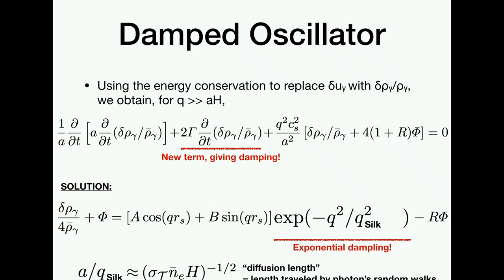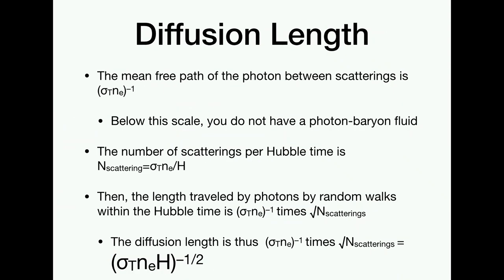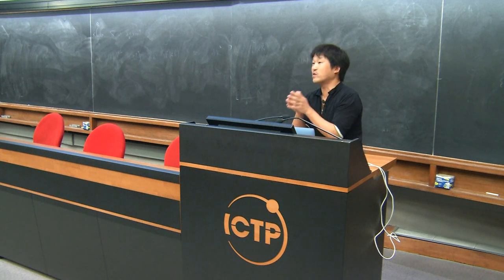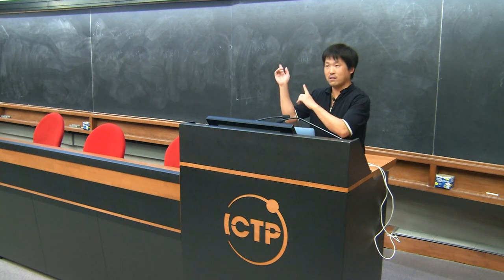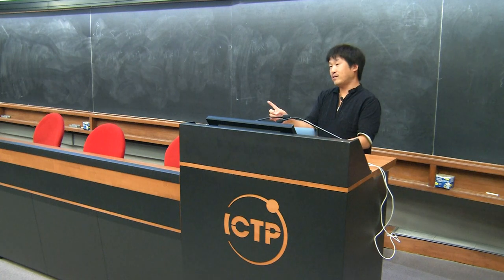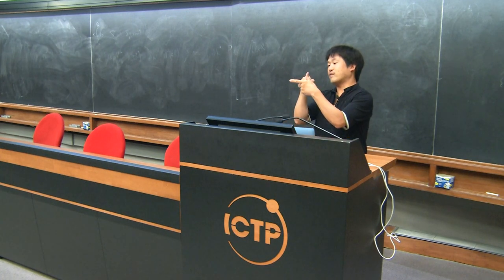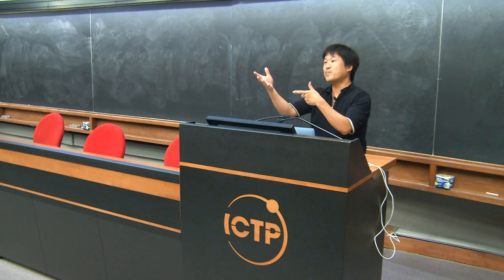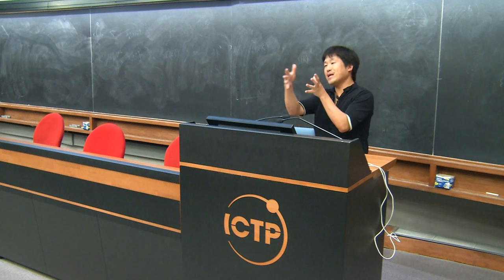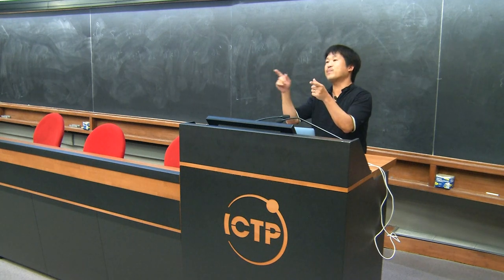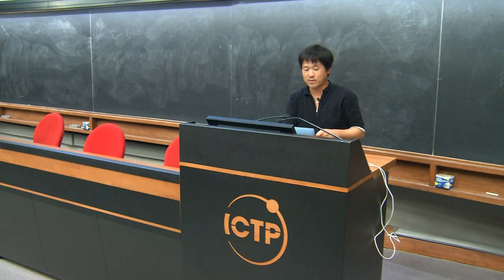What does that mean physically? So let's look at the situation. The mean free path of photons between scatterings will be 1 over sigma T n_e a. That will be the mean free path. Below the mean free path, you cannot treat the photon-baryon fluid as a fluid, okay? Photons are freely propagating. So that scale, we don't want to touch. We are way above that scale for the CMB power spectrum. Now, however, still at the microscopic level, photons are freely propagating, bouncing off each other. So there will be random walks. If you go to smaller scales, there will be the mean distance separation between baryons and photons. Simply, photons will have random walks away from baryons.